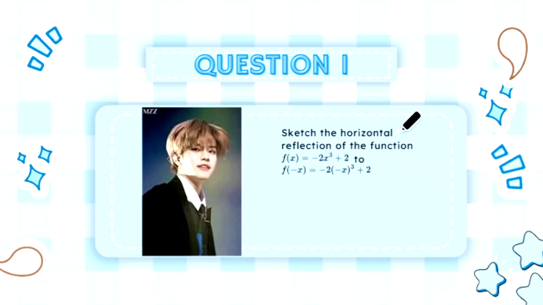Sketch the horizontal reflection of the function. We want the horizontal reflection of f of x equals -2x cubed plus 2, so f of -x equals -2 x cubed plus 2. The easiest way to do this would be Algebra.com. But guess what? None of the quick checker practice questions ask you to graph anything. So we're just going to go ahead and show you.